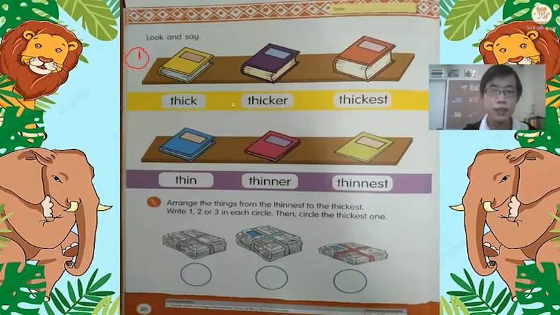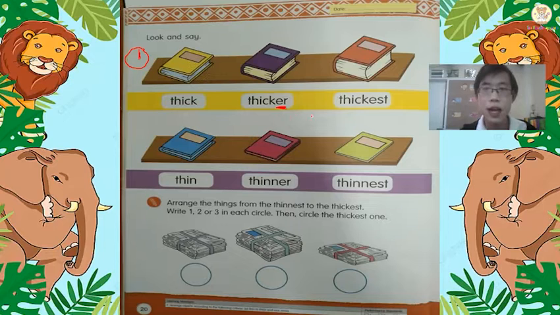So they use the word thick to describe how thick a book is. And the next one, it is thicker. You can see that they use ER. As I have mentioned before, they are going to show you comparison. So this one is thicker than the yellow one. We call this word a comparative word.